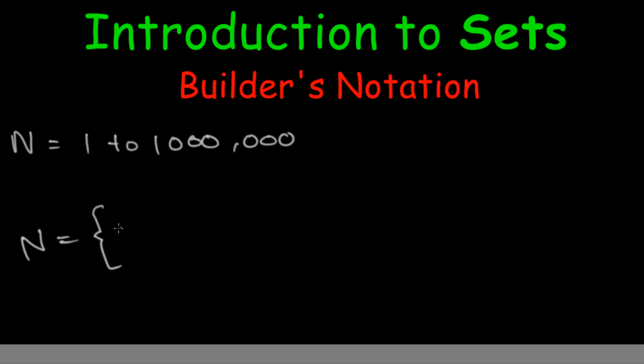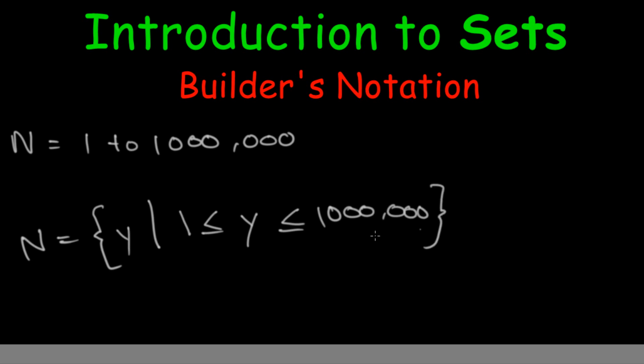You write X, or you choose any variable. Let's choose Y. We write Y such that, this straight line means such that, Y is greater than or equals to 1, but is less than or equals to 1 million. That just completes one builder's notation. Shows that Y is a value in between this range. That is builder's notation. Okay, let's move on to the next topic.